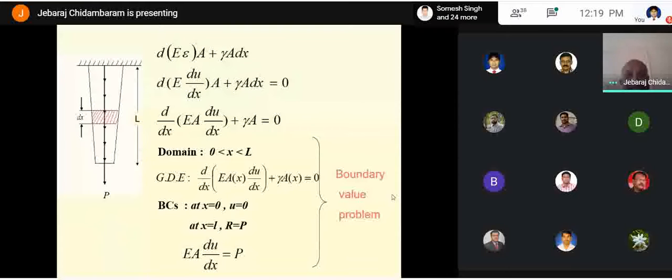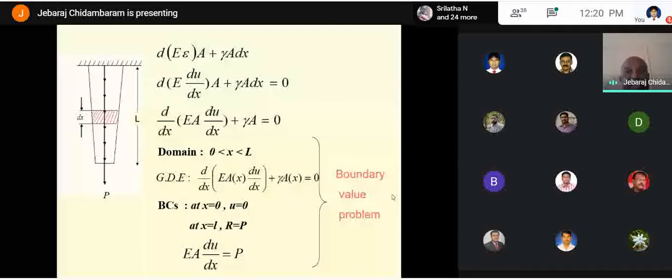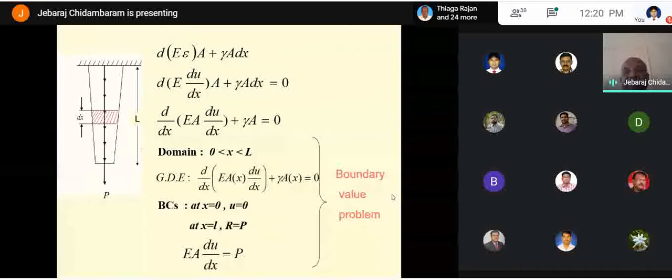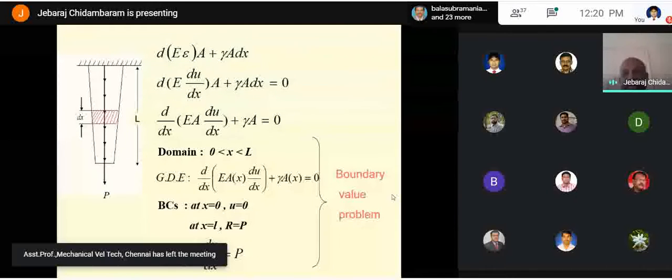At the end nearer to where the load is applied, your dx will have a tapering area. So area is going to become a function of x. Then I am now writing the next governing differential equation, d by dx of E into A of x.